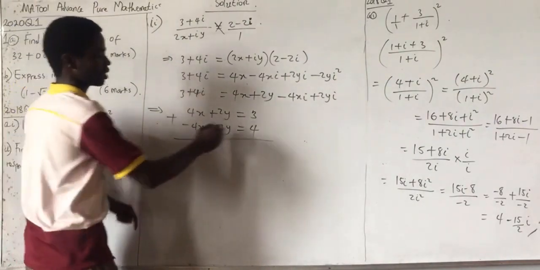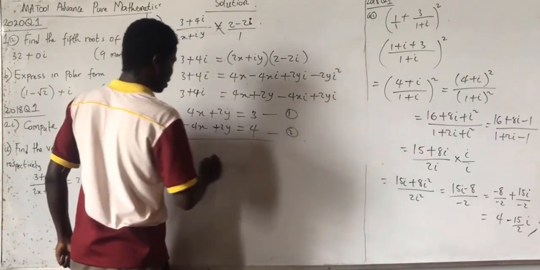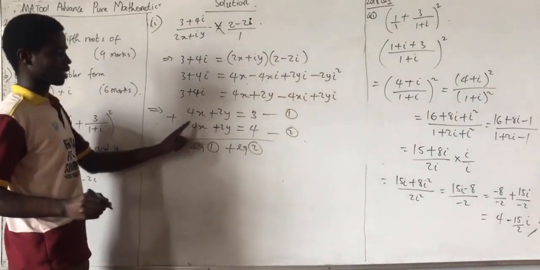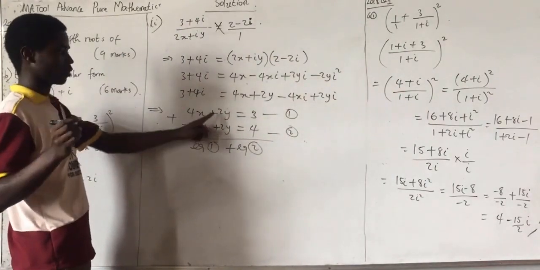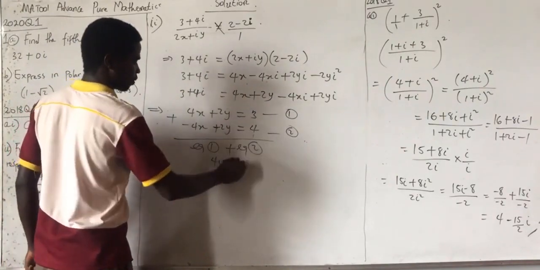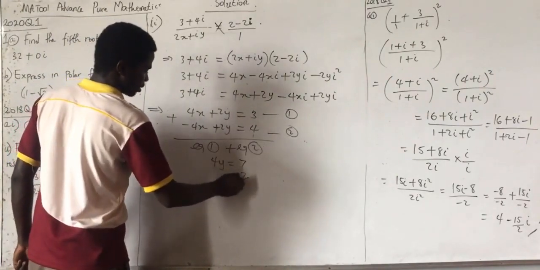Equation 1 plus equation 2. 4x minus 4x is 0. 2y plus 2y is 4y. 3 plus 4 is 7. Divide both sides by 4, y is 7 over 4.